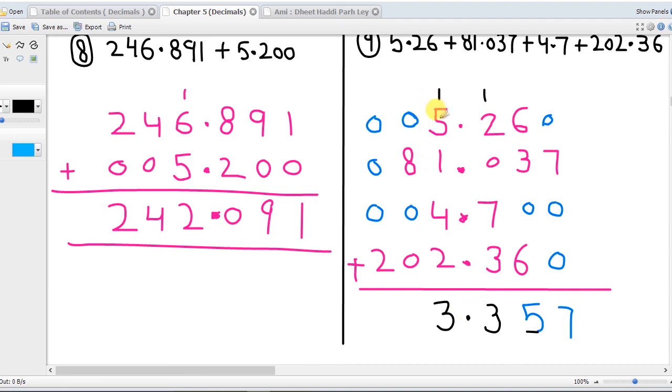Okay, let me recheck. 1 plus 5 is 6, plus 1 is 7, plus 4 is 11, plus 2 is 13. Right, 3 at the bottom, 1 goes on carry. 1 plus 0 is 1, 1 plus 8 is 9, plus 0 is 9, plus 0 is 9. And then we simply have 2. So this is our final answer, which is 293.357, right? So adding these decimals is pretty much as easy as adding simple numbers.